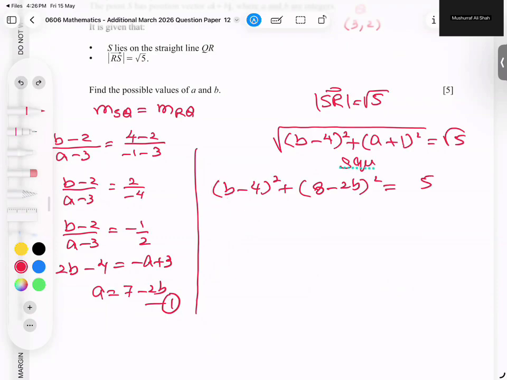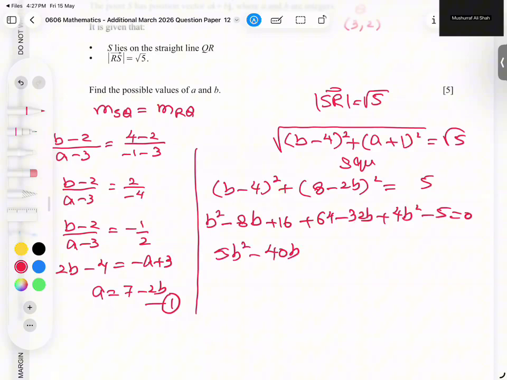And the squaring identity, you know very well. First term square is b to the power 2. Second term square is 16. In the middle, negative comes from here: 2 into b into 4. I'm getting here 8b. Here 64. Here 4b square. And negative 2 times 2 times 8, 32b. And 5 comes this side. This and this will give us 5b square. And this will give us negative 40b. And this gives us 80 minus 5, 75.